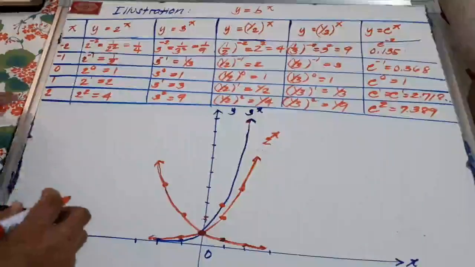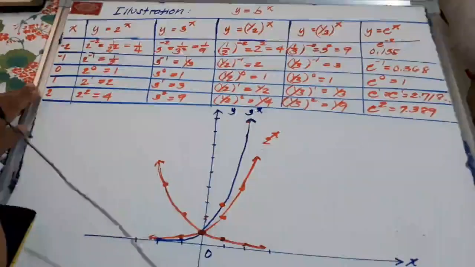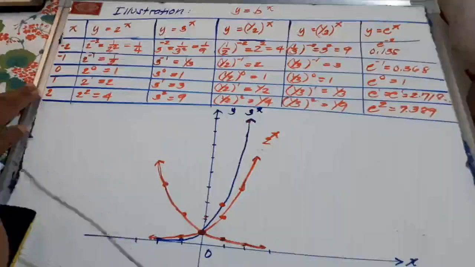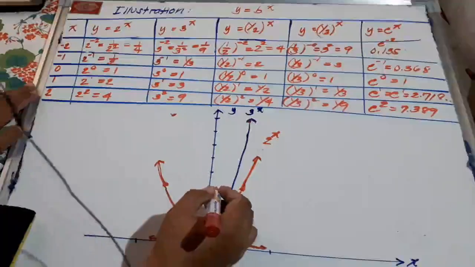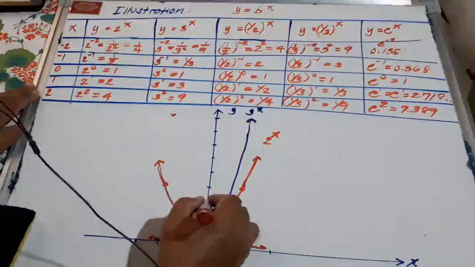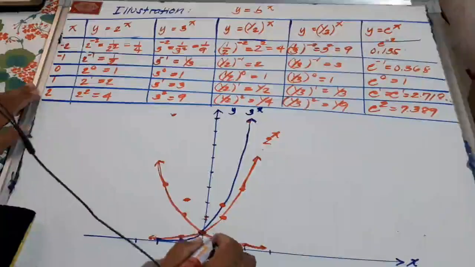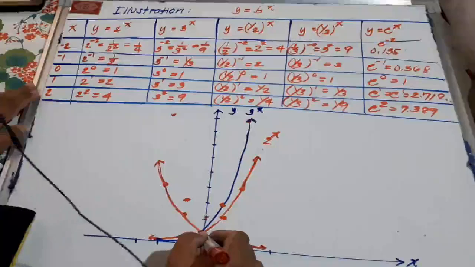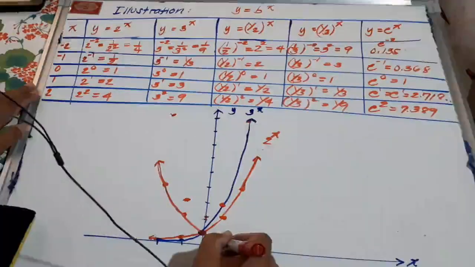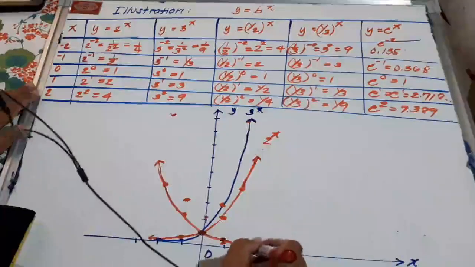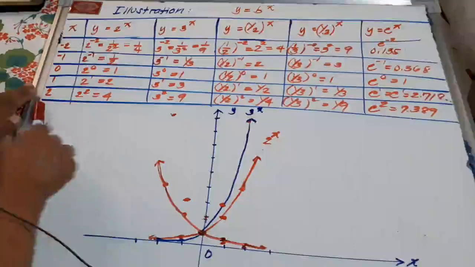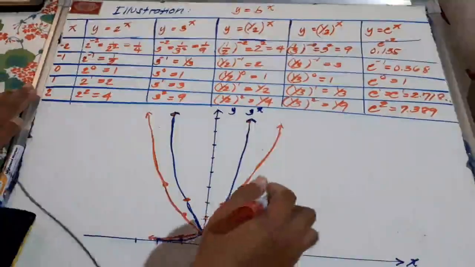Okay. And then, yung ating 1/3 to the x power. So, we have negative 2, 9. So, negative 2, then 9. 2, 9. Ito. And then, negative 1, 3. 1, 2, 3. Ito. Then, 0, 1. Ito ulit. And then, 1, 1/3. So, mas mababa. And then, 2, 1/9. So, mas mababa. So, ito naman siya. Okay. Medyo sama ng shape.